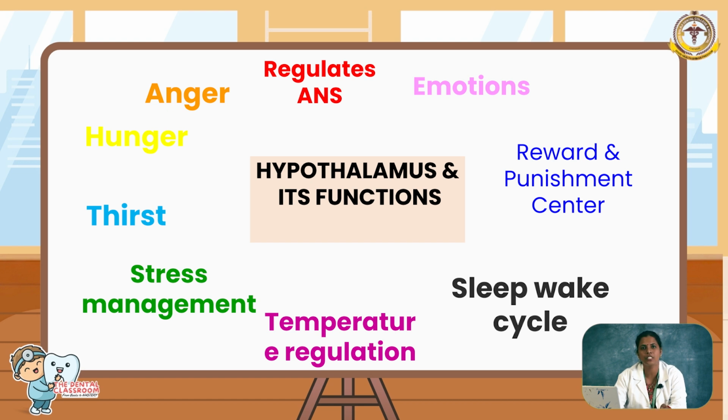In the same way, you have CRH coming from your hypothalamus, which helps in the release of ACTH from your anterior pituitary, and you have TRH, thyroid releasing hormone, coming from your hypothalamus, which helps in the release of TSH from your anterior pituitary. So thus all releasing and inhibiting hormones are coming from your hypothalamus.